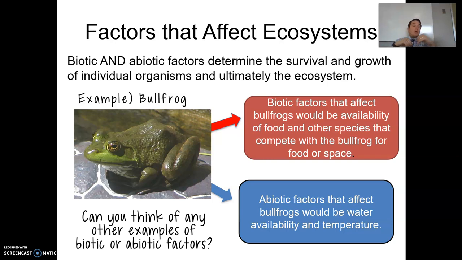We could have wildfires, for example, natural disasters. If there's a natural disaster that goes through where this bullfrog is living, this bullfrog is either going to die or it is going to have to migrate to a different location to try to survive. That is an abiotic factor that is going to affect that ecosystem in a very specific way.